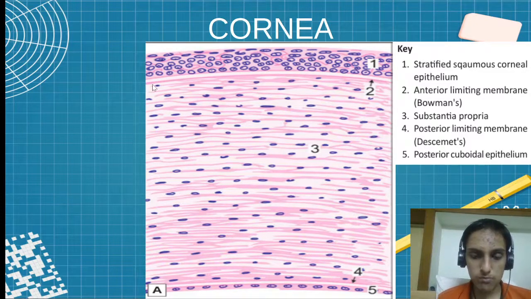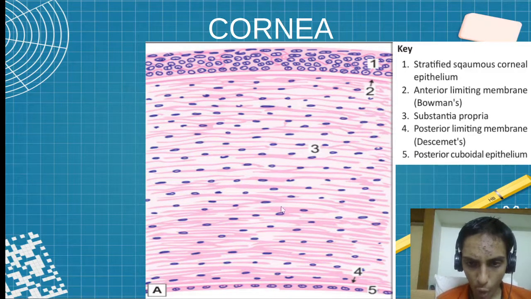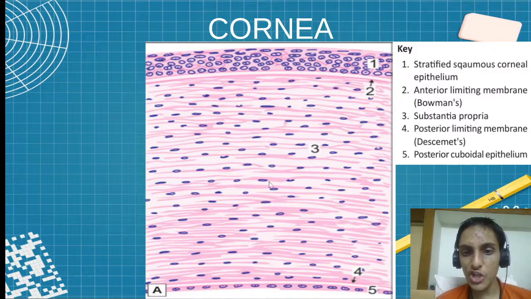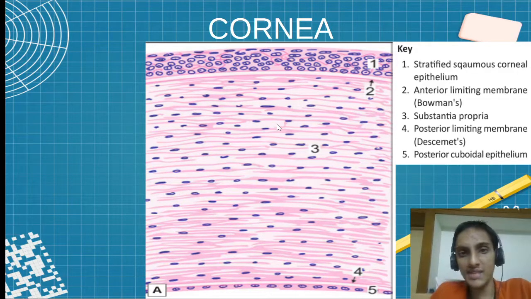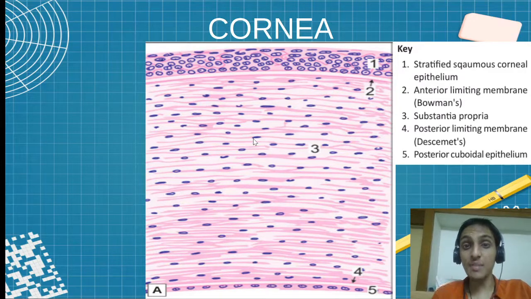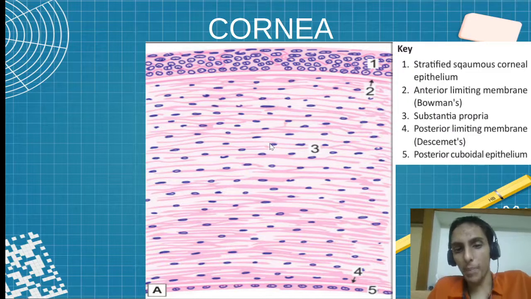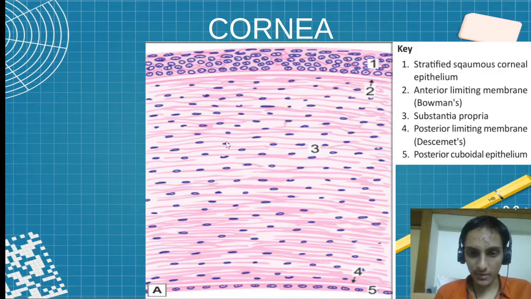And this is the Bowman's membrane. This very small membrane is there. The Bowman's membrane. This whole thing is the substantia propria. Just like we had a lamina propria in the tongue. In the tongue, lamina propria is there, right? Like that, here also we have a propria, that is a substantia propria. Okay, or this is called substance proper, cornea proper. This whole thing which we are seeing, and this is the Descemet's membrane.